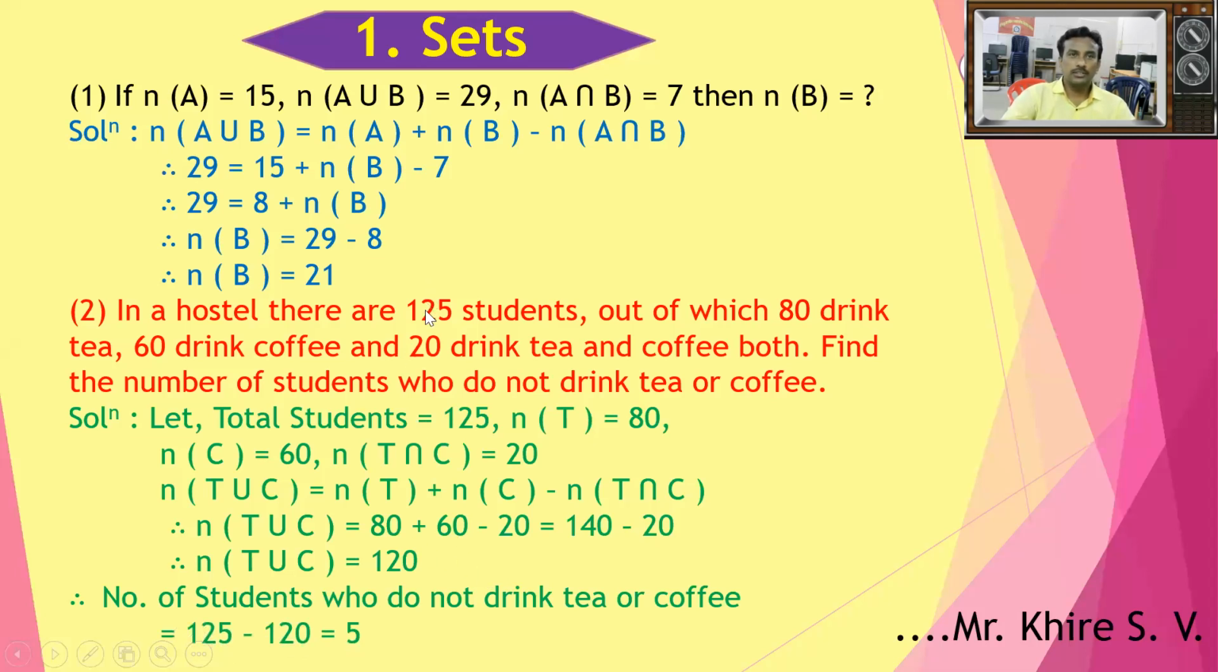Now, we have to find out the number of students who do not drink tea or coffee. Total number of students minus n(T union C). Total number of students is 125, minus n(T union C) is 120. 125 minus 120 is equal to 5. Therefore, there are 5 students who do not drink tea or coffee. Okay.